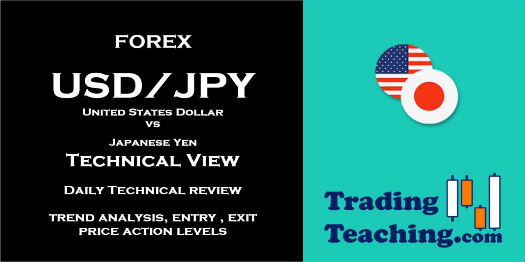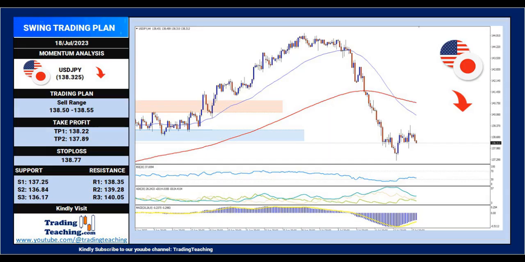US dollar versus Japanese yen technical view. The current USD/JPY price is 138.325. The technical analysis forecast for the next 2 to 3 days suggests a favorable downtrend. The 138.50 to 138.55 price zone is a good area to sell short, with an expected downside of 138.22 and 137.89. If market behavior changes, stops should be placed at 138.77 to control the risk.